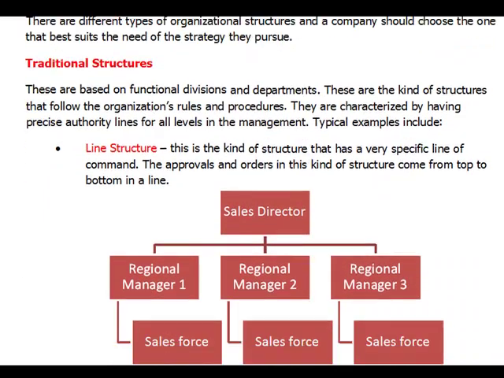First, let's look at traditional structures. A line structure is where each of the reporting lines is clearly determined. You've got the example of a sales director, and below the sales director you've got regional managers, probably responsible for certain areas. And below the regional managers you've got the sales force. Everyone knows exactly what to do and whom to report to.